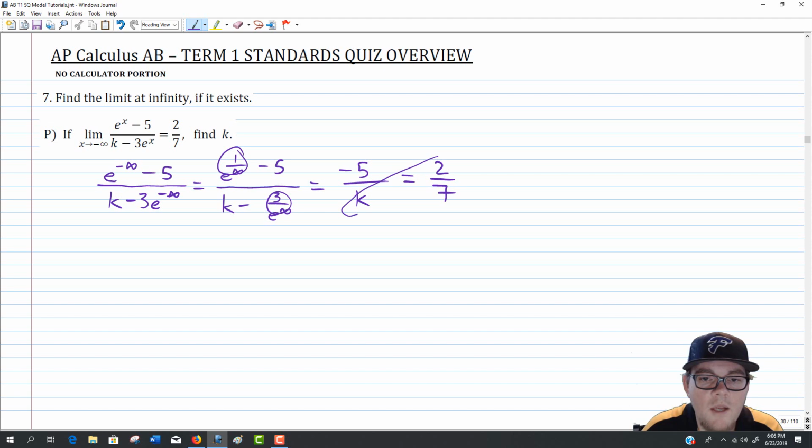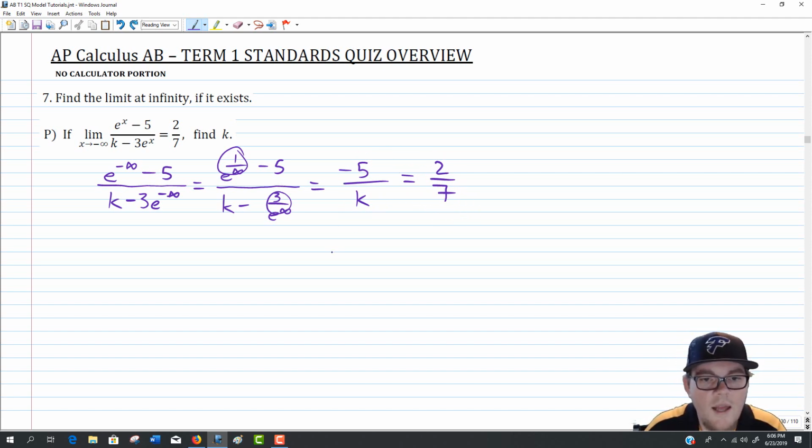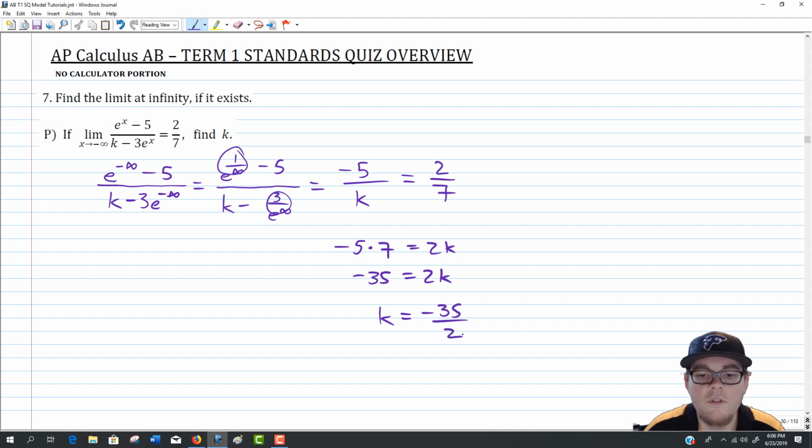So from here, I'm going to cross multiply. You could also find a common denominator. I'm just going to cross multiply these. So when I do, I get negative 5 times 7 equals 2k. So negative 35 equals 2k, or k equals negative 35 over 2.